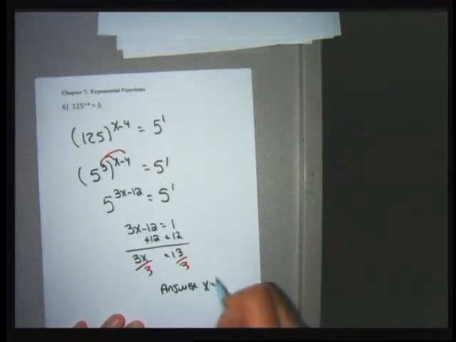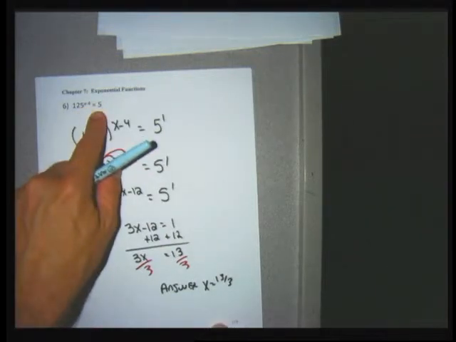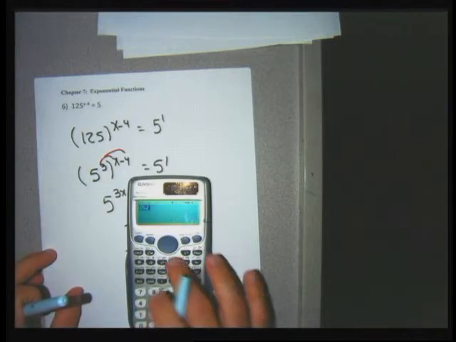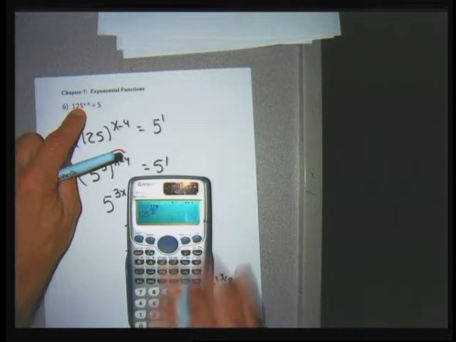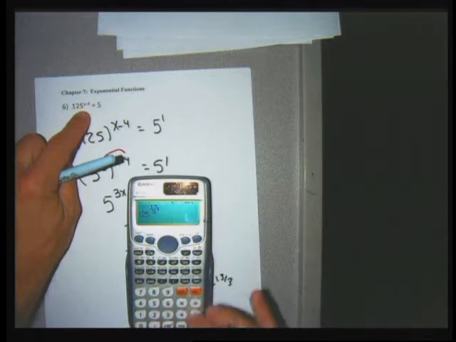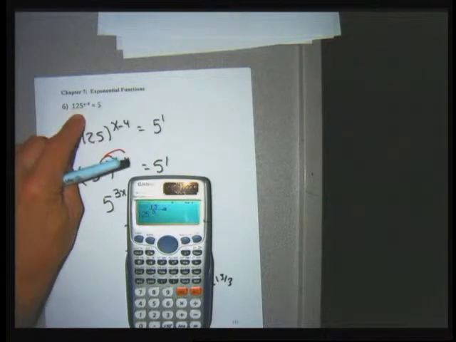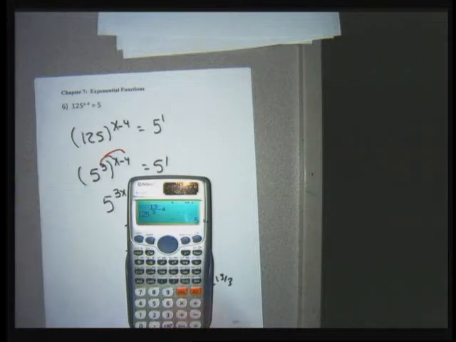I can check it without even really writing what I'm checking. If I wanted to check this, I just need to change that x to 13 over 3, and it has to reduce to 5. So let me try that. So 125 exponent, change that x to the fraction 13 over 3, and then tag the minus 4 after it. That's what I would get if I plugged my answer into the original problem. It better say 5 when I hit enter, because that's what the left side simplifies to, and the right side's already 5. And it does, so I know I'm correct.